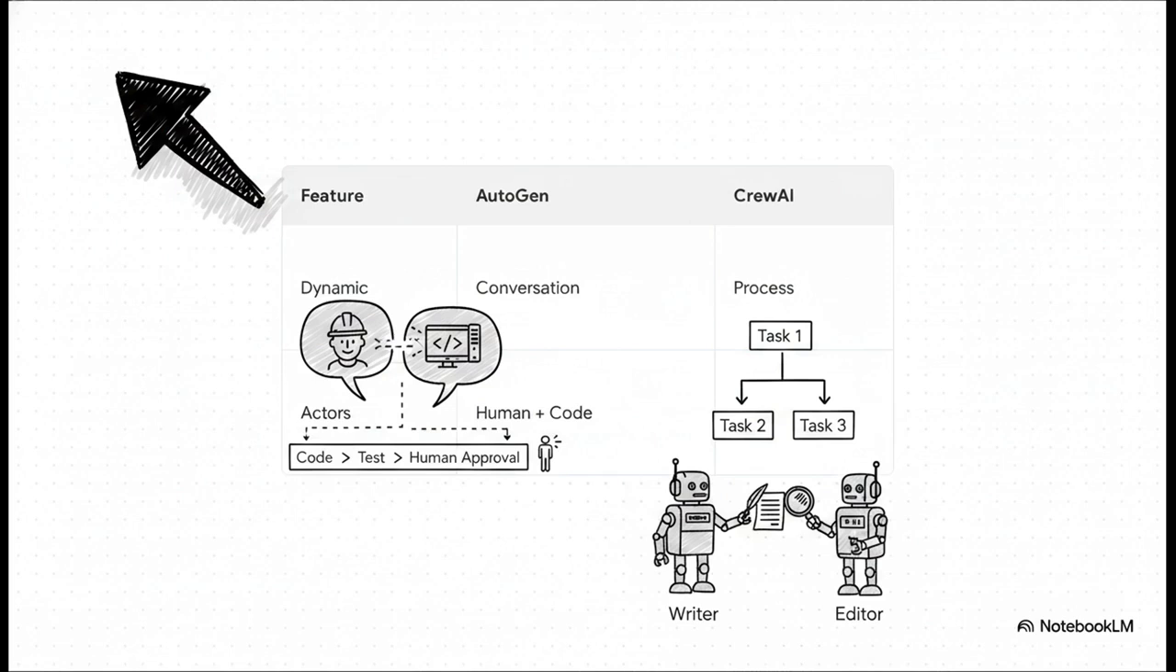Now compare that to Crew AI on row O3. Instead of a free-flowing chat, its core dynamic is a strict process leading to defined tasks. You literally see a robot labeled writer passing work directly to an editor. It mimics a real-world corporate structure to get things done with incredible, rigid precision. No water cooler chat required, right?